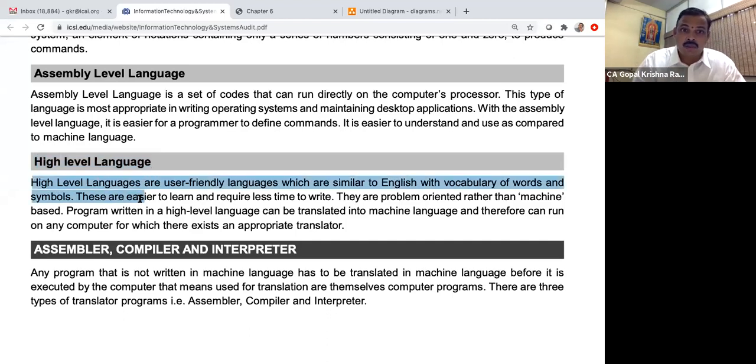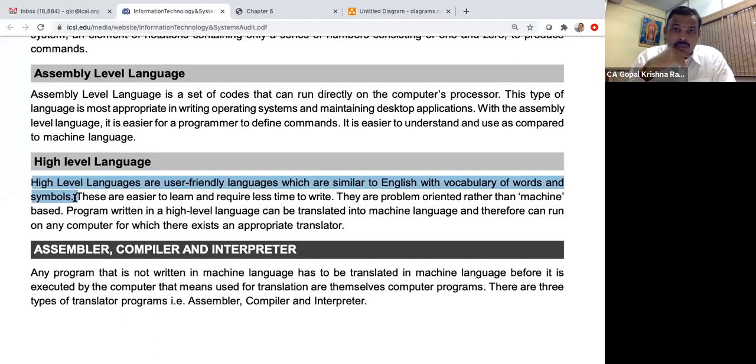So high level languages are user friendly languages. C++, C, Visual Basic, Pascal, Python, Java. So many languages are now there, which are similar to English with a vocabulary of words and symbols. So only thing is, like normal English language, you will use a grammar. Now what we have been conversing now, you are able to understand my English.